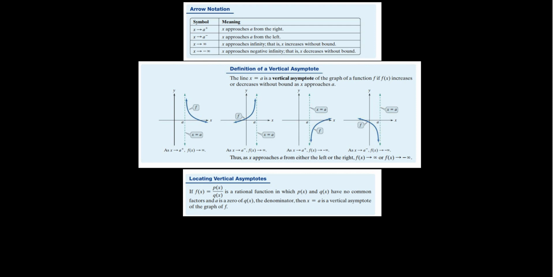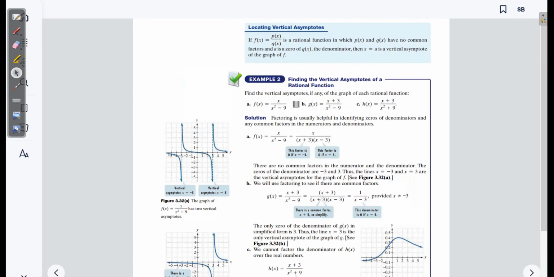Hopefully it's over. All we have to do is figure out where the denominator is equal to 0, and that's going to be our vertical asymptote. So nothing extraordinary here.